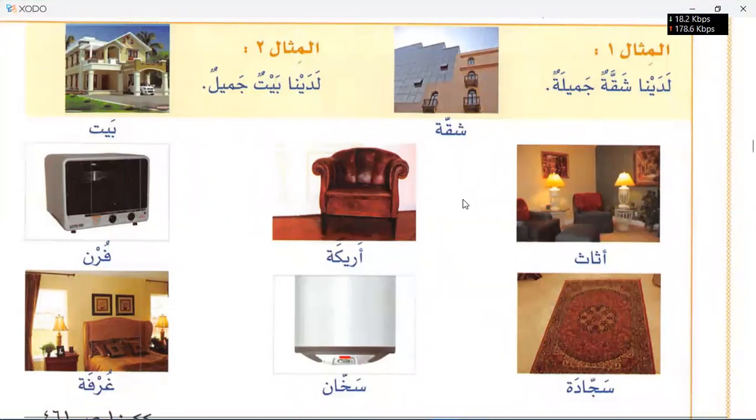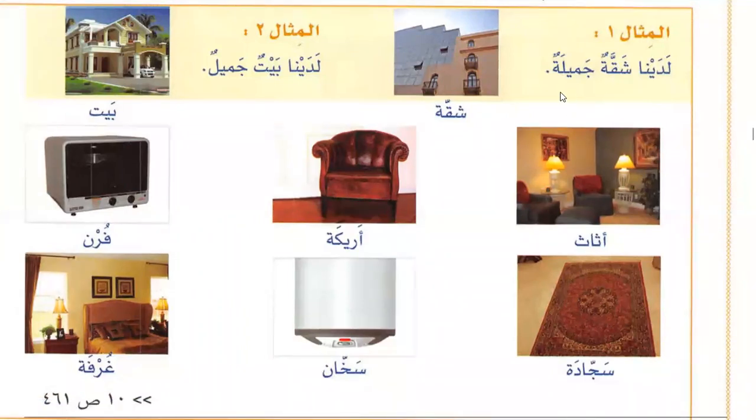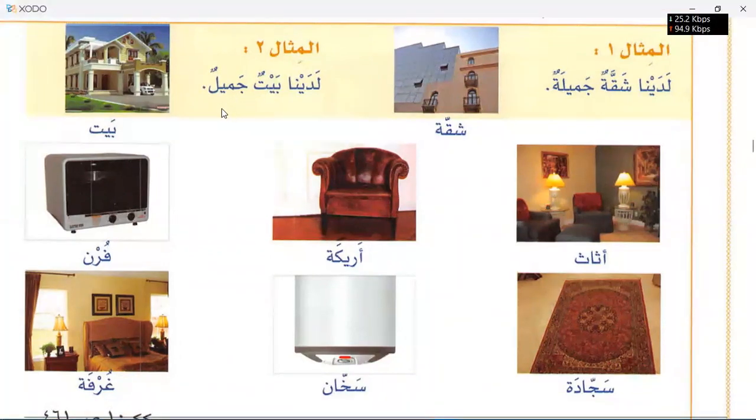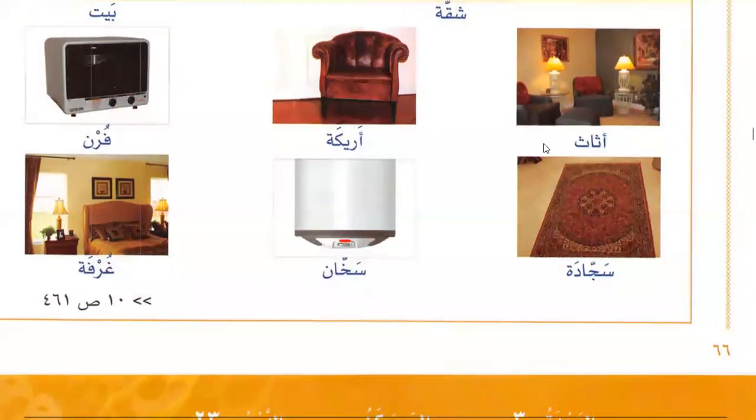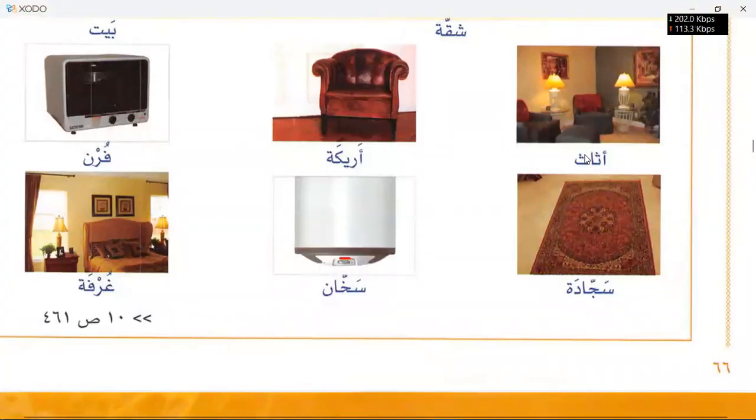Okay, Mr. Jawad, start. Ladaina shaqqatun jamila. We have a beautiful apartment. Next. Ladaina baytun jamil. We have a beautiful house. Ladaina asasun jamila. We have furniture, correct? Asasun jamil, it is masculine. Asas is masculine. Ladaina asasun jamilun.